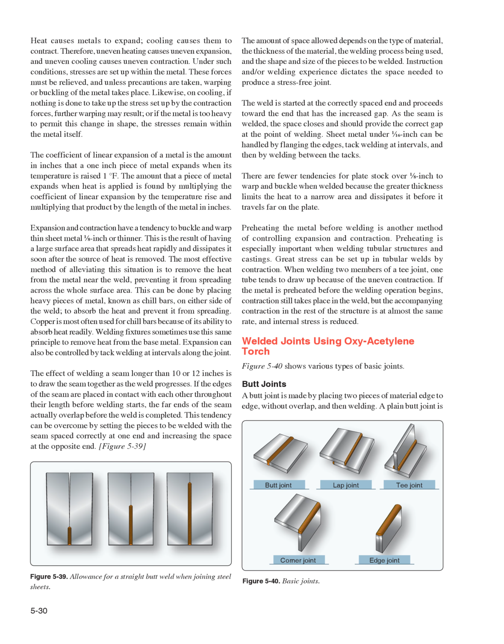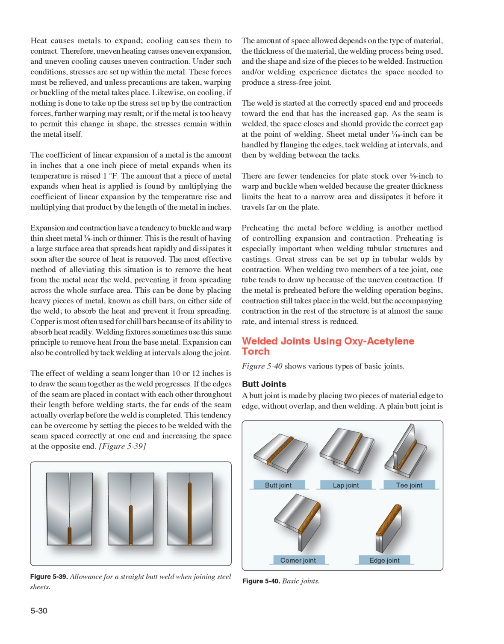Sheet metal under 1/16 inch can be handled by flanging the edges, tack welding at intervals, and then welding between the tacks. There are fewer tendencies for plate stock over 1/8 inch to warp and buckle when welded because the greater thickness limits the heat to a narrow area and dissipates it before it travels far on the plate.